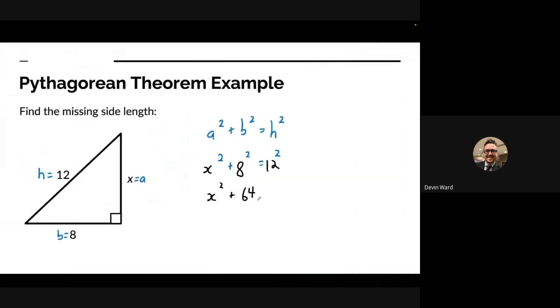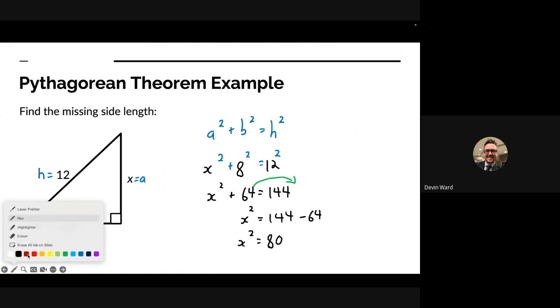Plus 64 equals 144. Now I want to get x by itself, but first I have to get x squared by itself. So I'll move my 64 over to the right side of the equation. When 64 moves over to the right, I'm just left with x squared equals 144 minus 64. Since it was adding on the left, it'll become subtraction on the right. So x squared will equal 80.